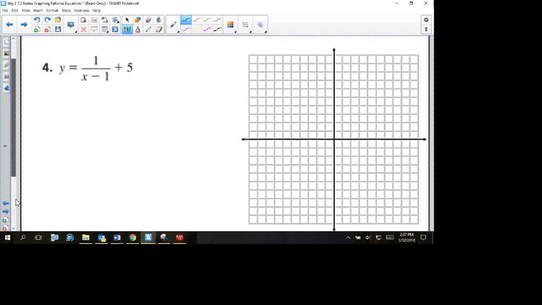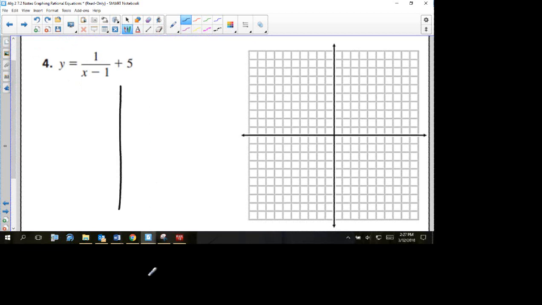Okay, so number 4, the parent function, before any translation, is what? Before any adding or subtracting, what's my parent function? 1 over x. And so you can pick whatever x's you want. You can pick negative 2, negative 1, 1, 2, whatever x's you want. You can pick a half. That would work pretty well.